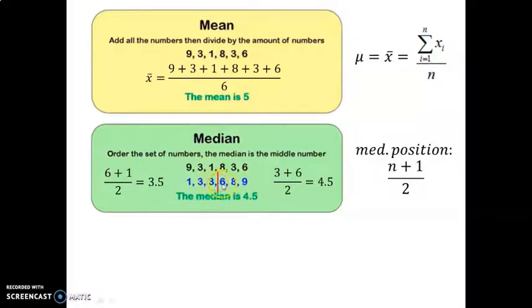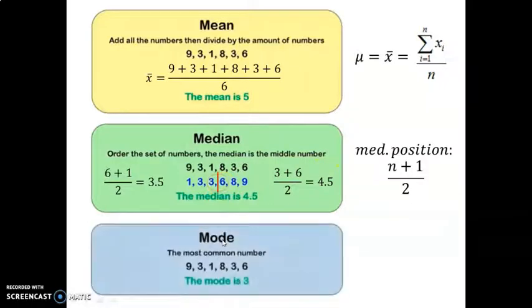And what's the number right in between 3 and 6? Well, we can find that by taking a little average. 3 plus 6 divided by 2 is 4.5. So that's our median value right here. So again, n plus 1 over 2 gives us the position, and once we know the position, if it falls between two numbers, we can find it by just averaging the two numbers on either side.